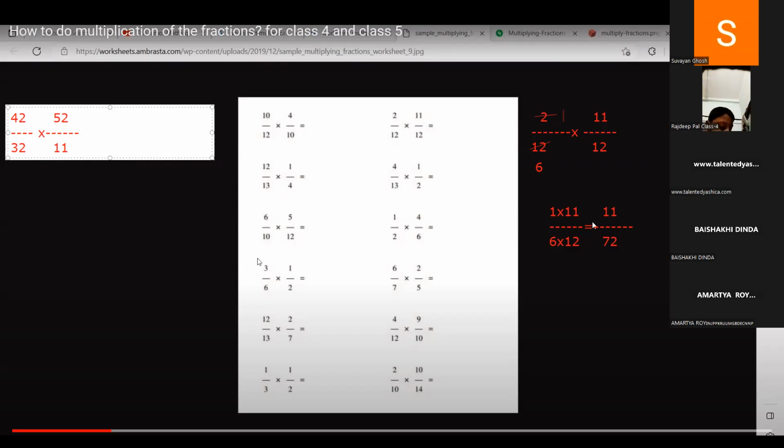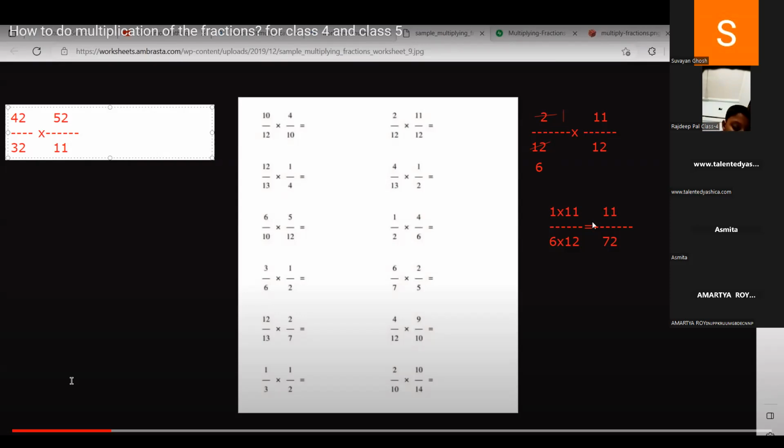Ashmita, 12 by 52 is the answer of which question, beta? Ma'am, number 3. No, 12 by 52 can be divided by a number. Check it, Ashmita. Omoto, number 3 is wrong, beta. Why, ma'am? Omoto, check number 3. Number 3 is wrong. Check whether the denominator and numerator can be divided.